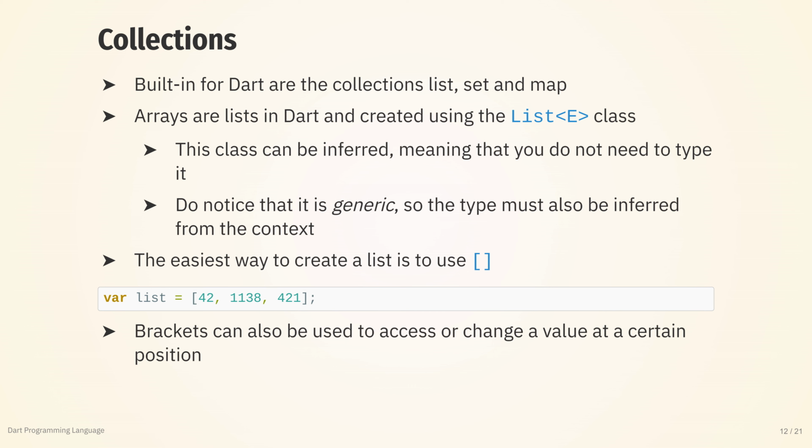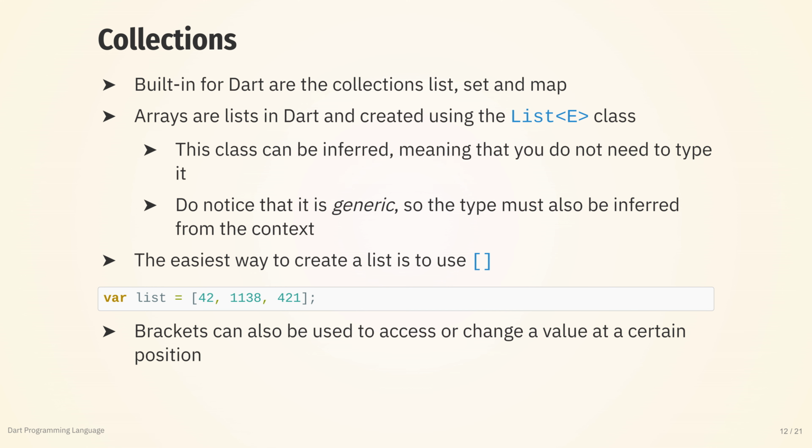We also have collections, of course. Collections are ways to have exactly the same kind of data type, variables or values of that, inside of something. We have lists, sets, and maps in Dart. And arrays as a concept is implemented as lists in Dart using the List class, which is generic, but it is also inferred, which we'll see later on, and we'll talk a little bit about generics in the next lecture.